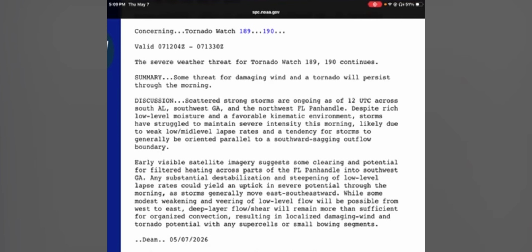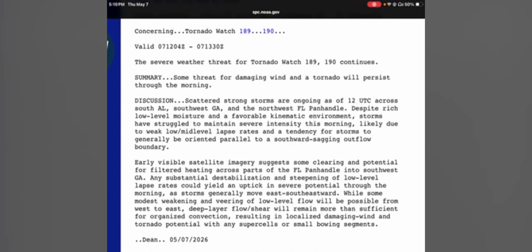So, severe weather threat for tornado watch number 189 and 190 continues. Some threat for damaging winds and a tornado will persist through the morning. Scattered strong thunderstorms are ongoing as of 12 UTC across South Alabama, southwest Georgia, and the northwest Florida Panhandle. Despite rich low-level moisture and a favorable kinematic environment, storms have struggled to maintain severe intensity this morning, likely due to weak low to mid-level lapse rates and a tendency for thunderstorms to generally be oriented parallel to a southward sagging outflow boundary. Earlier visible satellite imagery suggests some clearing and potential for filtered heating across parts of the Florida Panhandle into southwest Georgia. Any substantial destabilization and steepening of low-level lapse rates could yield an uptick in severe potential through the morning as thunderstorms generally move southeastward.